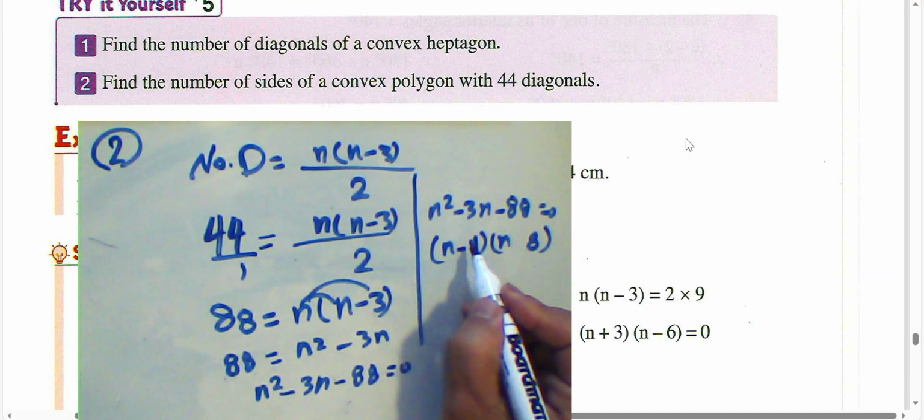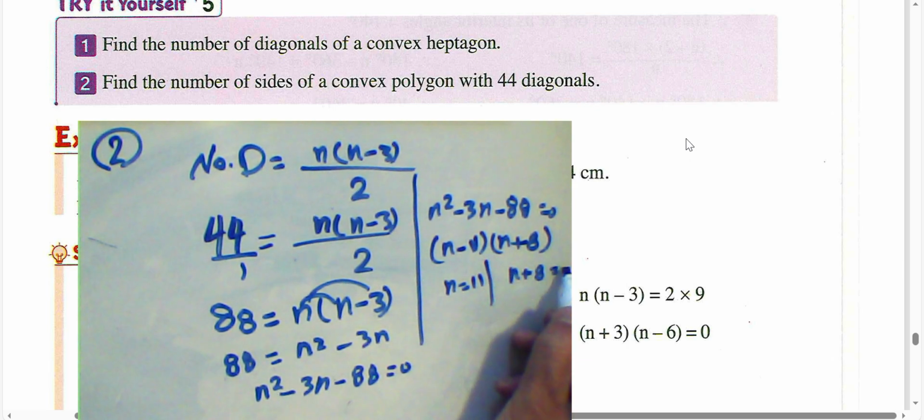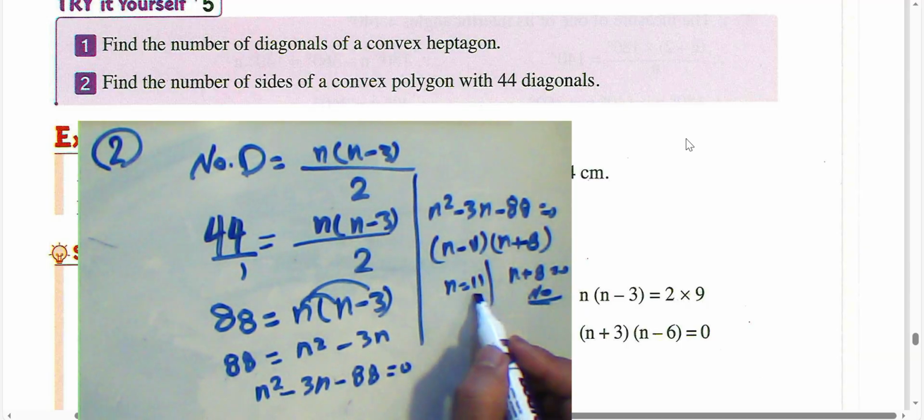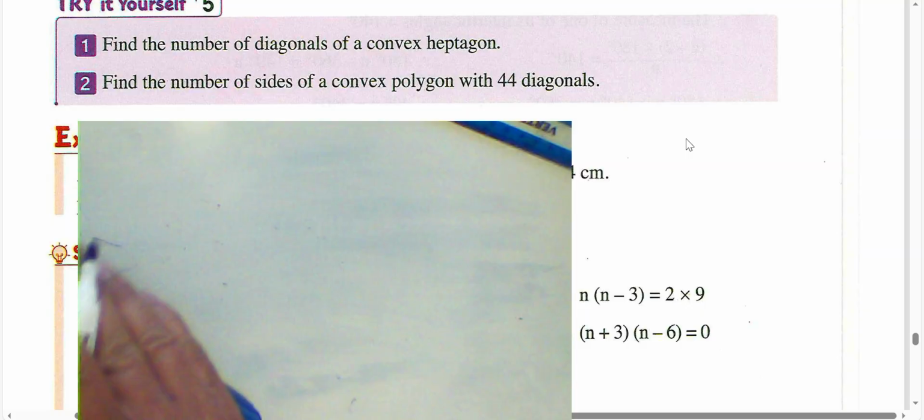Write the sign of the greater number in the middle, and the inverse for the other, so n plus 8 equals 0 and n minus 11 equals 0. n equals negative 8 is undefined, since we find the sign negative. Then the number of sides will be 11. The number of sides here will be 11. Okay.